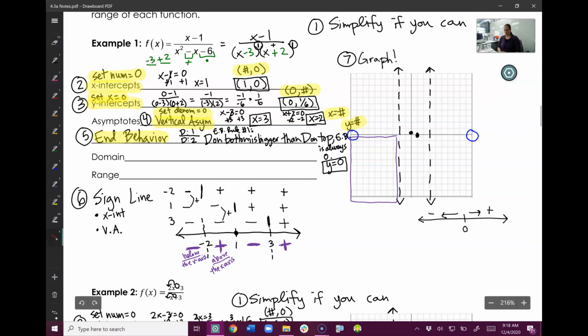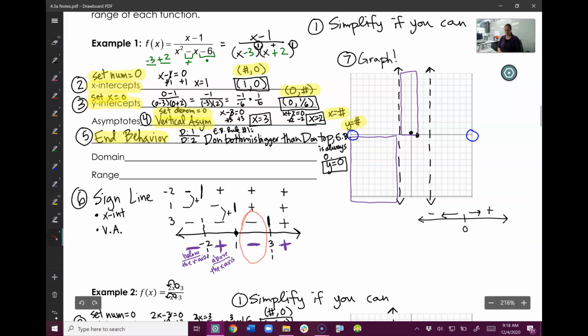Now I look at my next section, between -2 and +1. This section is positive, so it should be above the x-axis. So I'm going to come in here, and I'm going to box above the x-axis from -2 to +1, because that section of my sign line was positive. I can keep going with that.